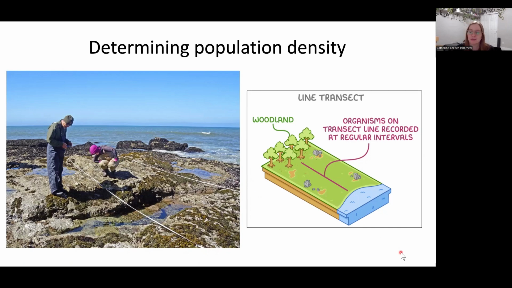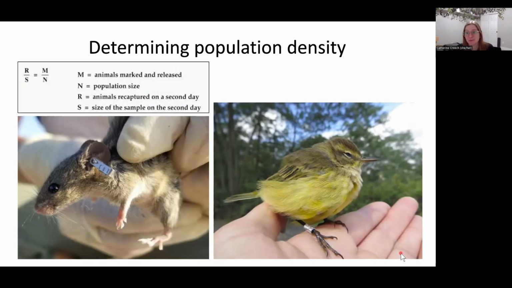Lastly, we have what we would use for animals that can run away from us and won't sit still in our quadrats and transects, and that is mark and recapture. So in mark and recapture, we are going to take a sample of the population and we are going to mark them. This little mouse has an ear tag with its number. This bird here has a band on its leg. In theory, these don't cause any harm to the animal.